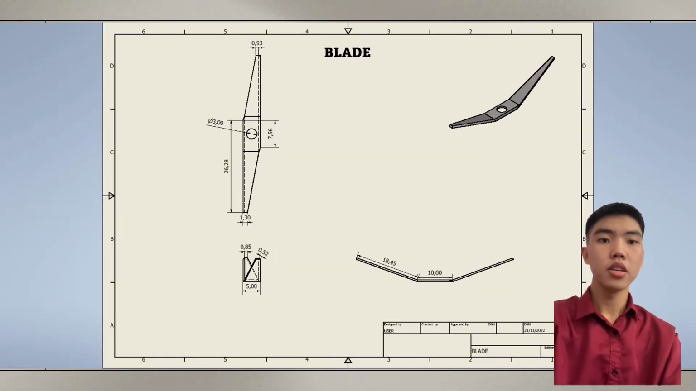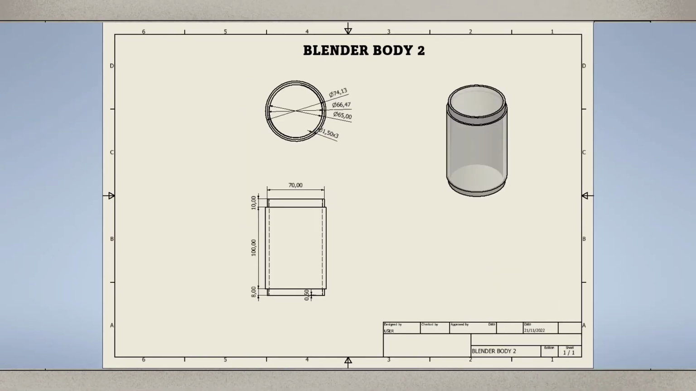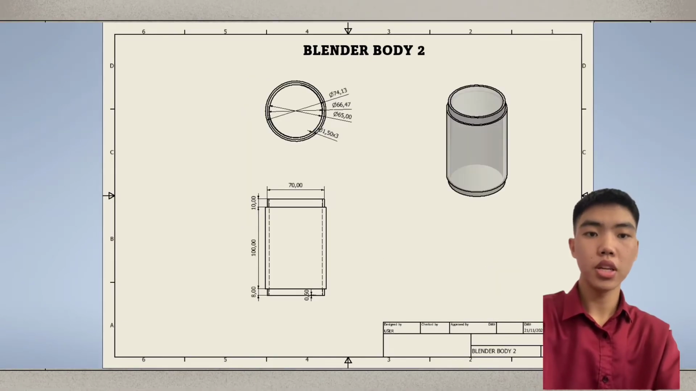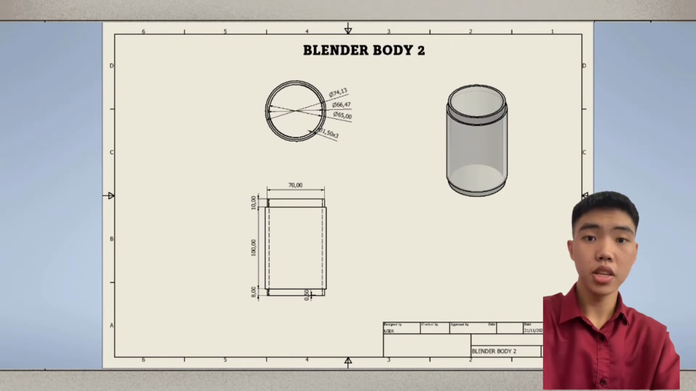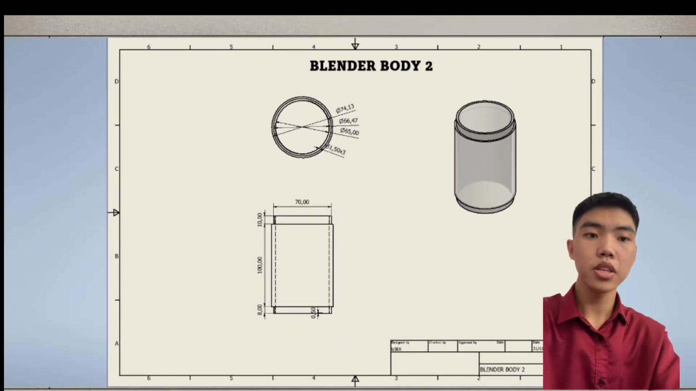Blade. It was made of stainless steel. The length of the blade is 45mm and the width is 5mm. The use of this part is to chop vegetable or meat inside the blender. The next part is blender body. It was made of plastic. The diameter inside is 70mm and the height is 118mm. This part is where the vegetable or meat is chopped.